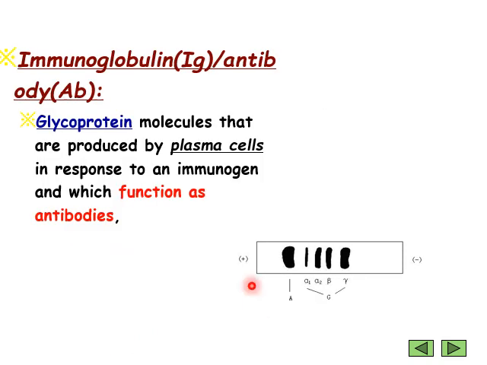These are again all plasma proteins. They are glycoproteins. They are produced by the plasma cells in response to any antigen when it comes into the body. The B lymphocytes get activated. They form the plasma cells and then they form the antibodies, and they function as antibodies.